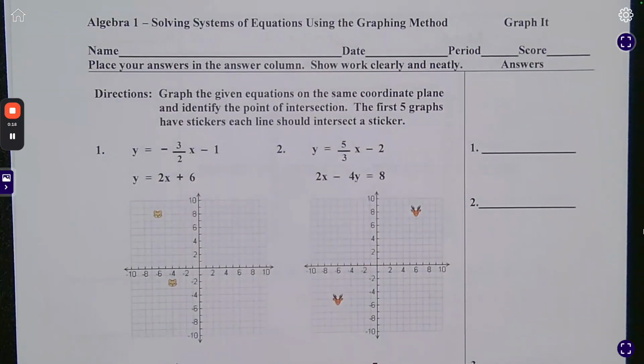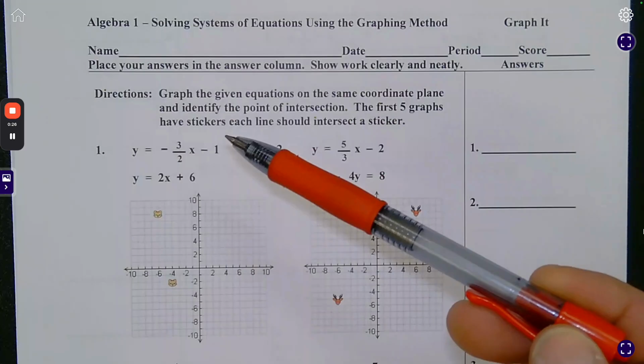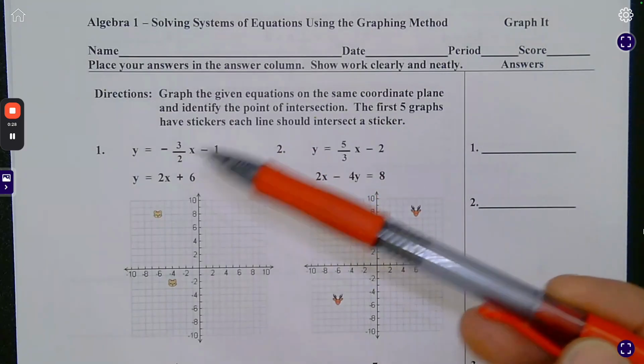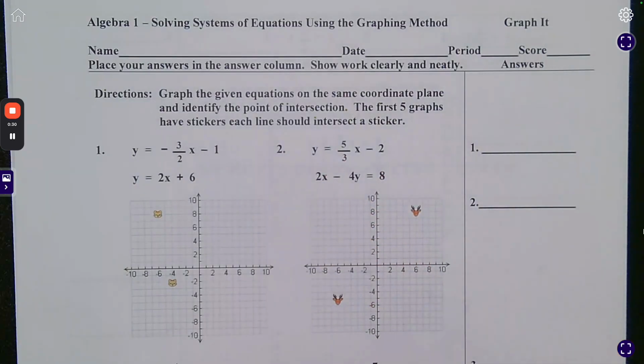Okay, we're going to solve systems of equations using the graphing method. This is called graphing. So the goal is to find the point where this linear equation and this linear equation intersect. So it's called the point of intersection. It's the only point where they'll intersect.